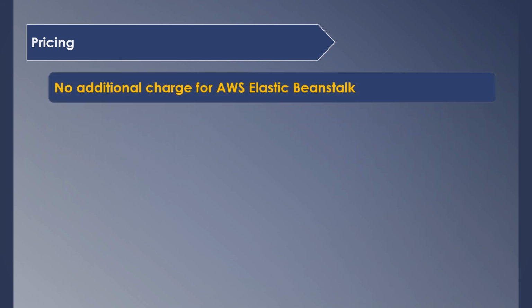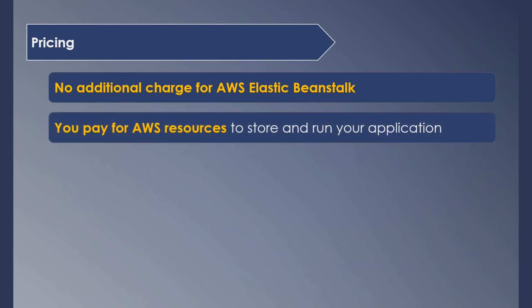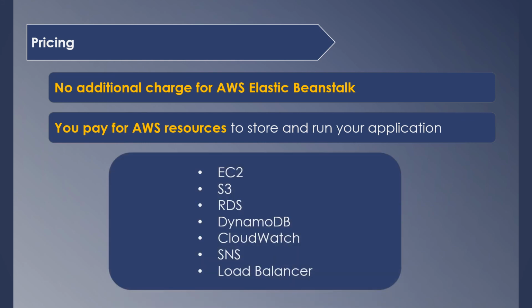Next, let's see what's the pricing model followed by Elastic Beanstalk. There is no additional charge for AWS Elastic Beanstalk. You pay only for the AWS resources, that is EC2 instances or S3 buckets that you create to store and run your application. You only pay for what you use, and there are no minimum fees and no upfront commitments. These are the underlying services which you may end up using as part of Elastic Beanstalk, and the pricing depends on the service.